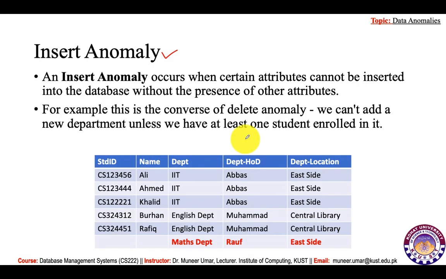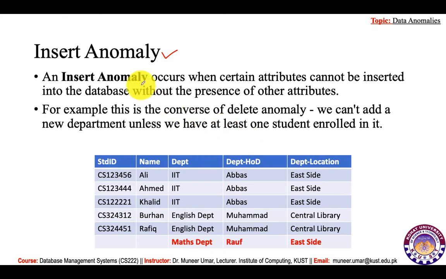The last type of anomaly is insert anomaly. Actually, this type of anomaly is the inverse of delete anomaly. In delete anomaly, we deleted the entire tuple and lost some important data, which we didn't want to be deleted, but due to deletion of some record, some additional data was also deleted. Now, in insert anomaly, suppose we are going to enter something in the table, but we don't have all the values for attributes. So in that case, the data will not be inserted.